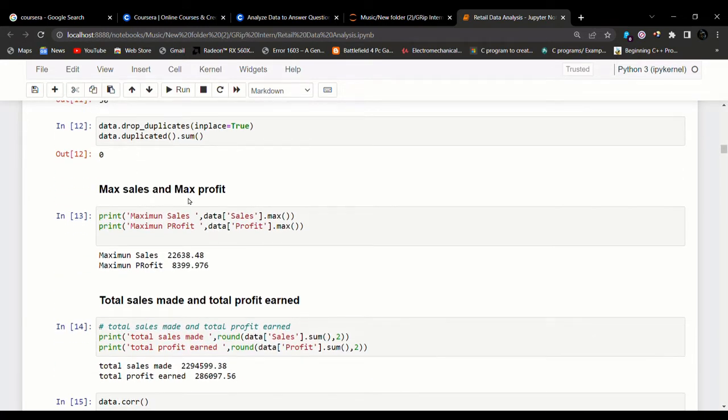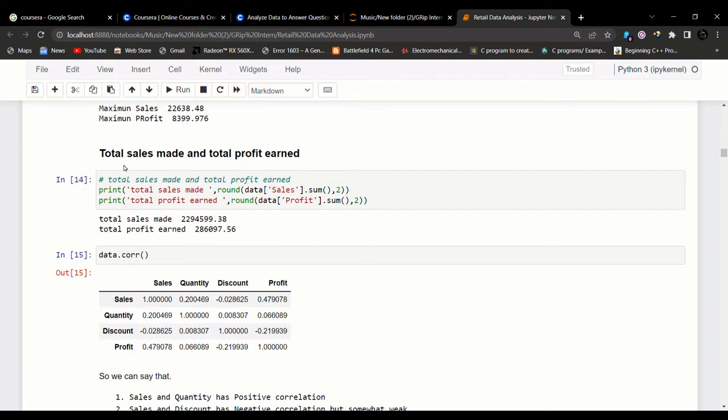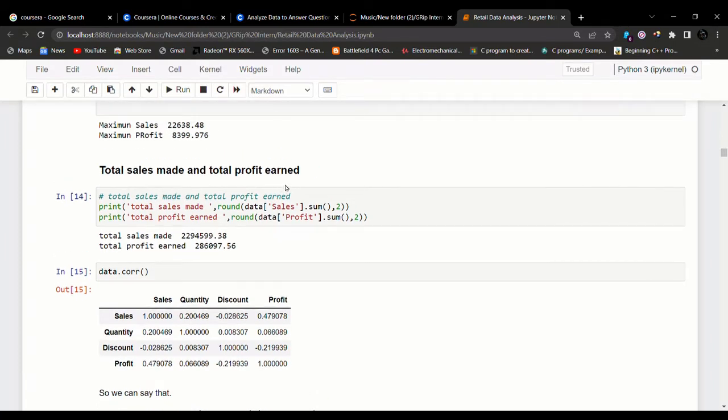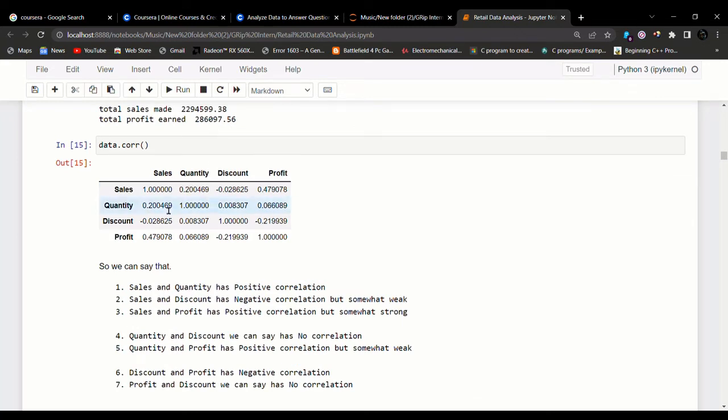Now checking for maximum sales and maximum profit. As you can see, the maximum sales is 22,638, maximum profit 8,399, and also total sales made and total profit earned. Total sales made is 22,94,599, and total profit earned is 22,86,097.